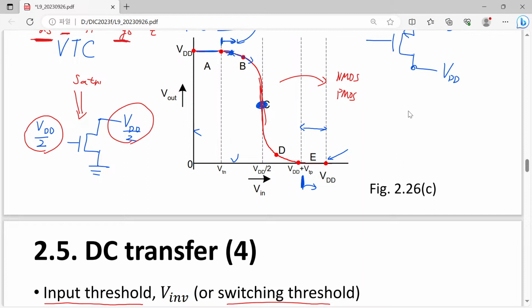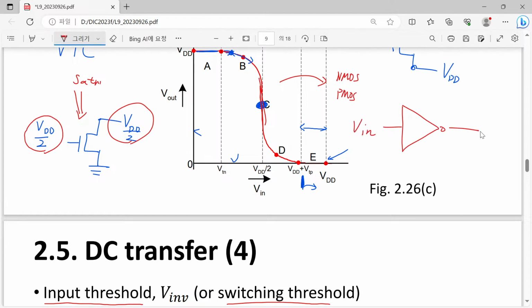Usually in the case of this inverter, when you have a certain value Vin, there will be a Vout, and in general your input is not equal to output. That is quite common: 0 and VDD, or VDD and 0. So in general they are not identical. However, for this special case, the input threshold, we have the same value.